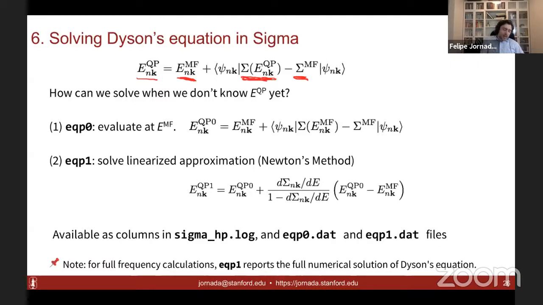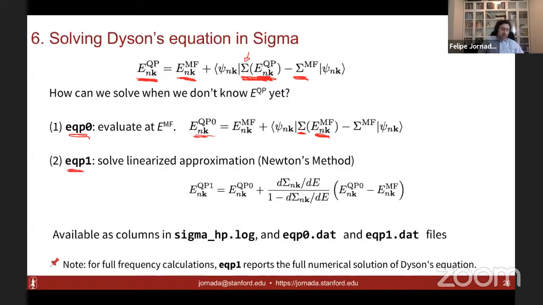The issue, however, is that the self-energy operator sigma is non-local and is also an energy-dependent operator. So in principle, you should evaluate this self-energy operator at the same energy as that which you're solving for at the end of the day. So how do you solve that if you don't know the right result? There are two approaches, and the code outputs them for you automatically. One is called EQP0. EQP0 is sometimes called the on-shell approximation. It means that it evaluates the self-energy at the mean field energy instead of the quasi-particle energy. That's the definition of EQP0.